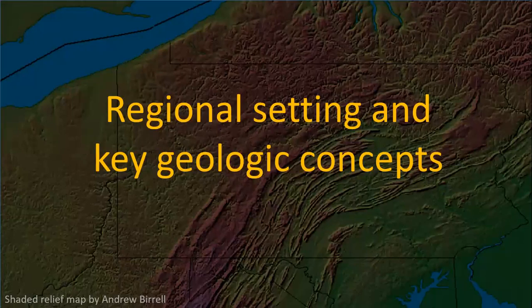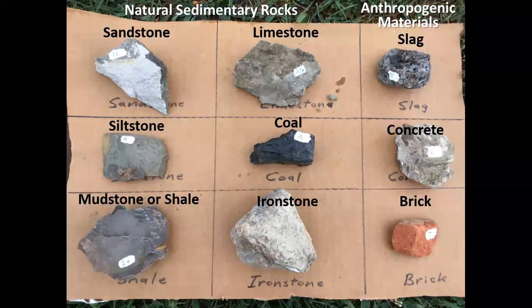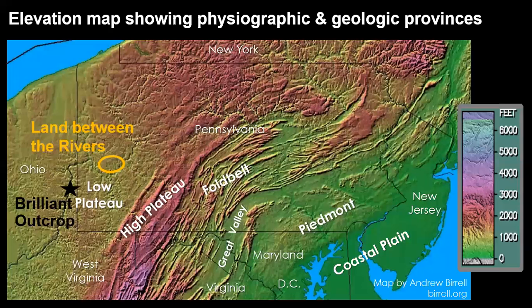First, we'll talk about the regional geologic setting and some key concepts that will help in interpreting the features that you see along the trail. There were rock kits on the table with the participants last night. We learned to identify sandstone, siltstone, mudstone or shale made of clay, limestone that can be marine with marine fossils, and coal. We learned to identify the rock types that you find along the trail here.